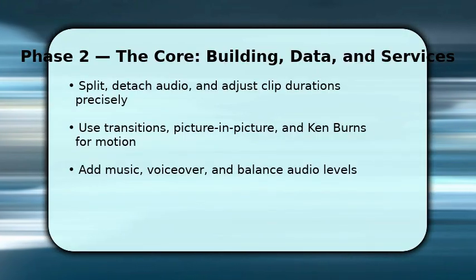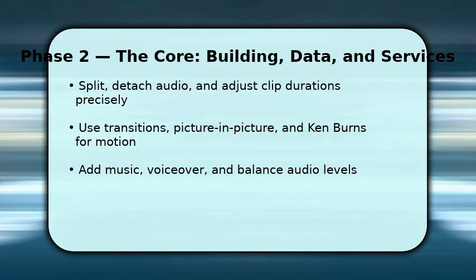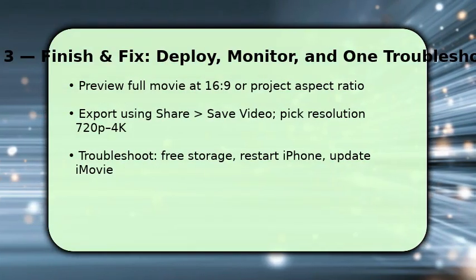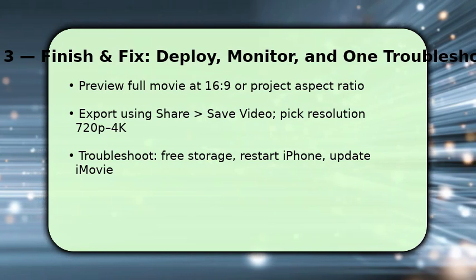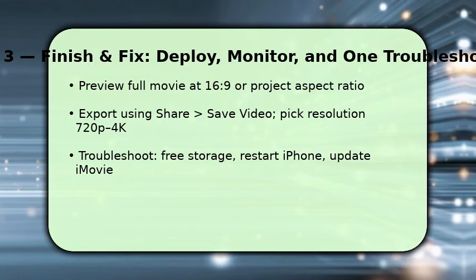Once done, add background music or a voiceover. Lower music under dialogue so speech stays clear. These choices shape rhythm and clarity in your story. Finish by watching the full movie to check cuts, audio levels, and titles. Change the project aspect ratio to 16:9 if needed.